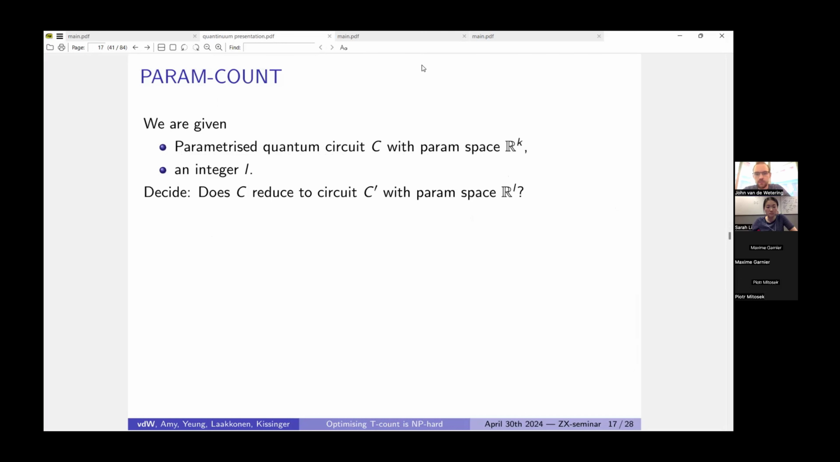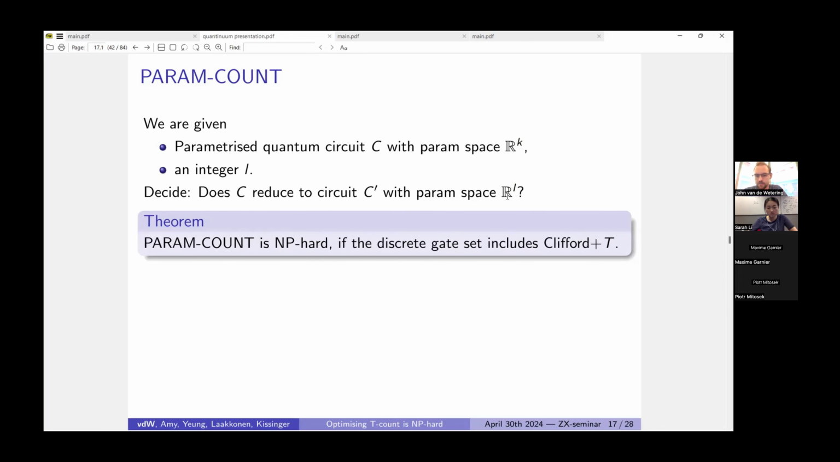Okay, so now we can define the problem of parameter count. Here we are given a parameterized quantum circuit C, which has parameter space R^k, and an integer L. And we need to determine: does C reduce to a circuit C prime, which has parameter space R^L? So this means we have k parameters. Can I reduce this to a circuit with at most L parameters? For me that is the natural equivalent of the T count problem, but now a parameter count problem.